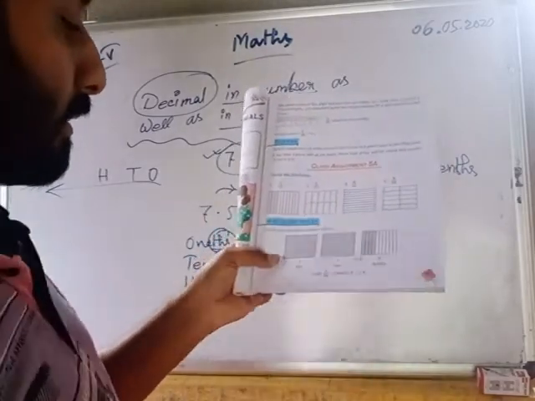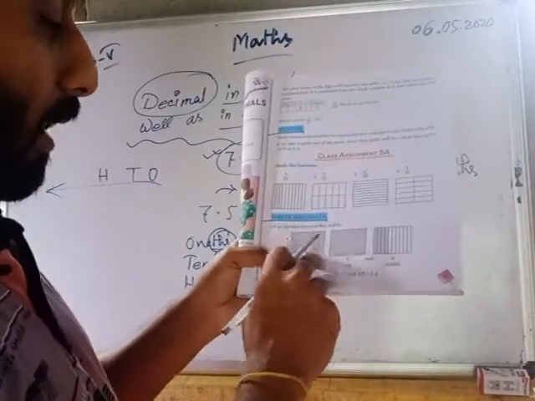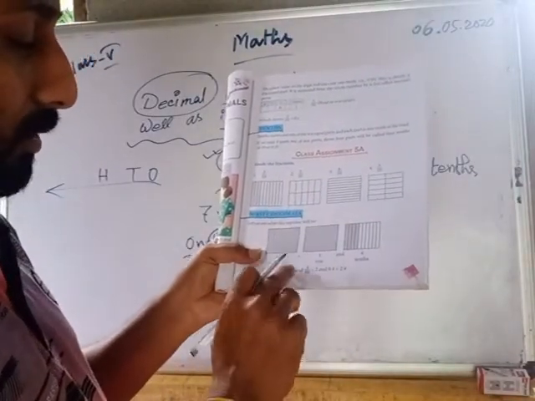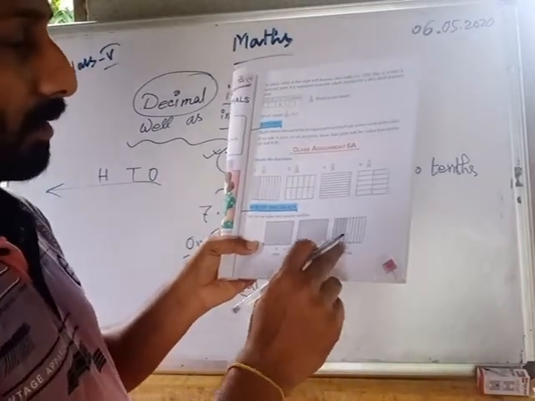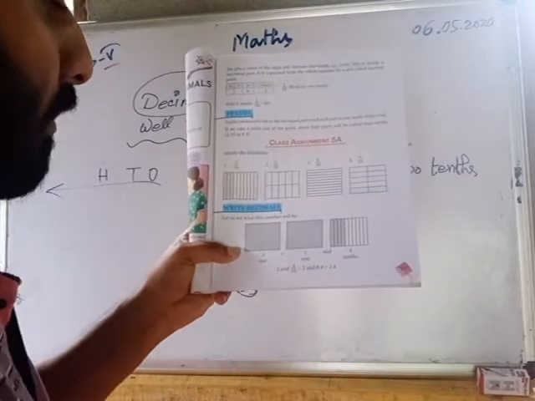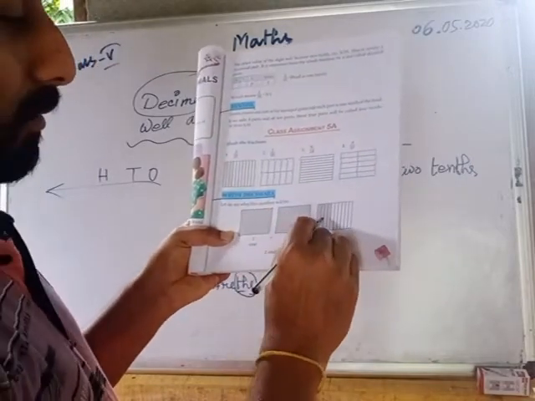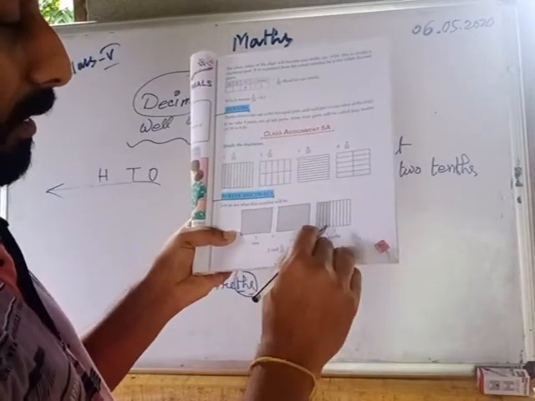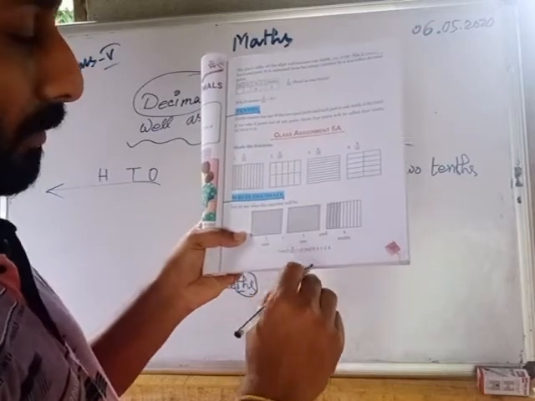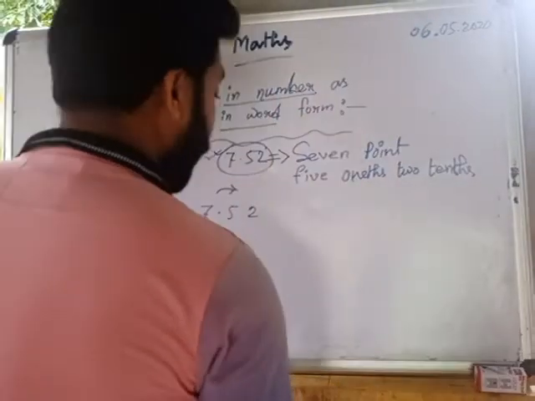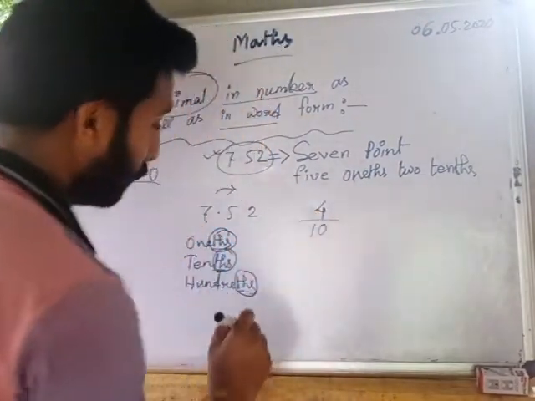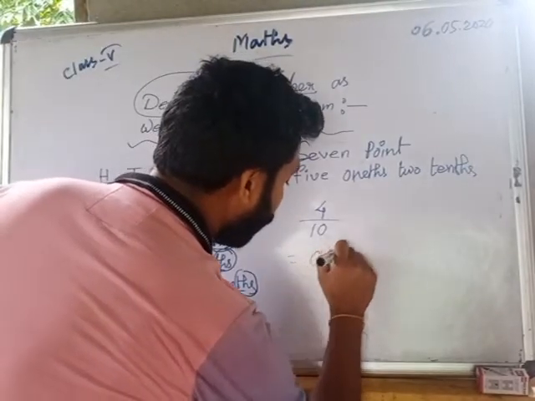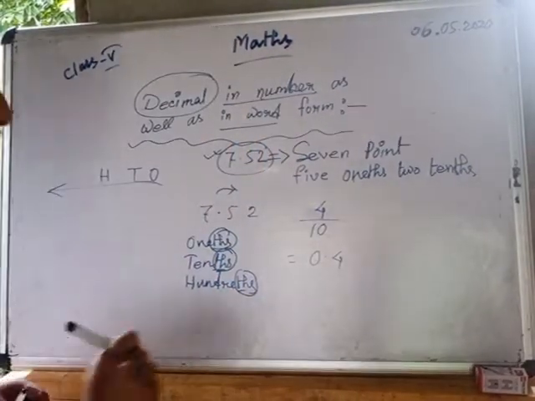Write decimals. That means 2 in the whole number, and after that it goes in decimal. There are 10 columns, and out of 10 columns it is 4. That means 4 out of 10, so we should write 0.4.